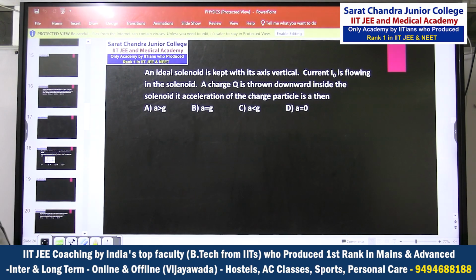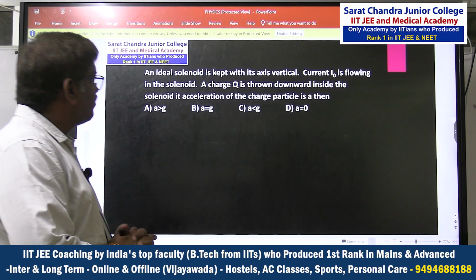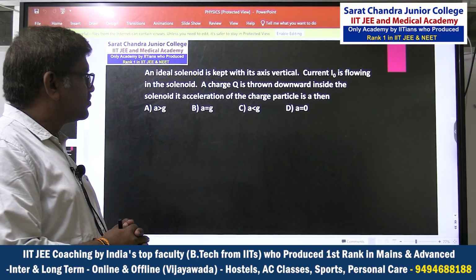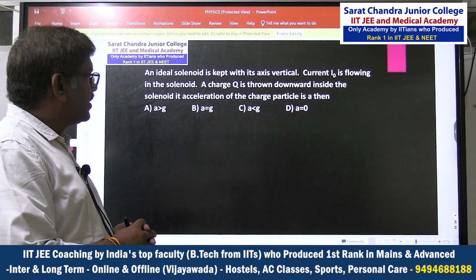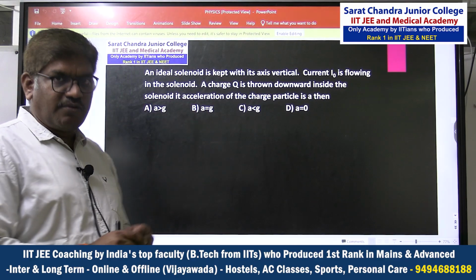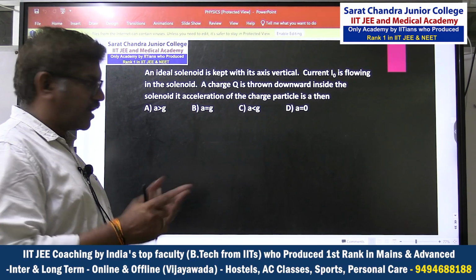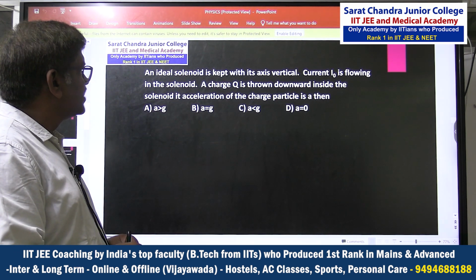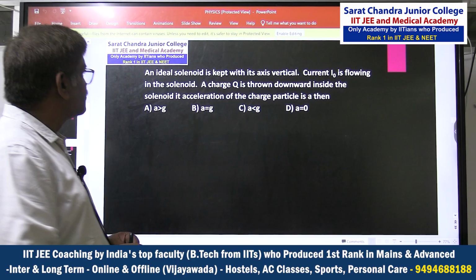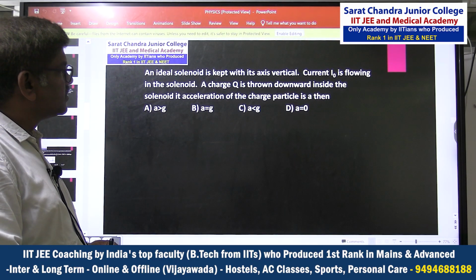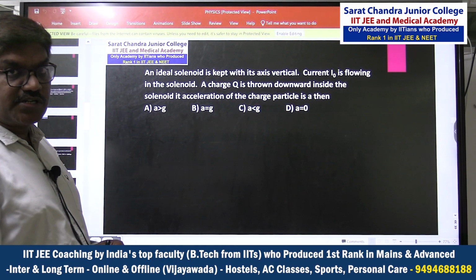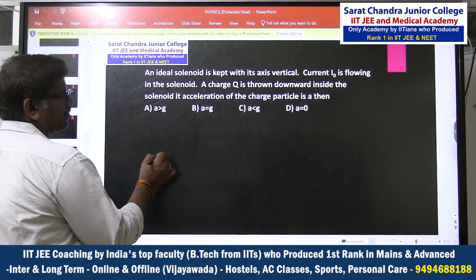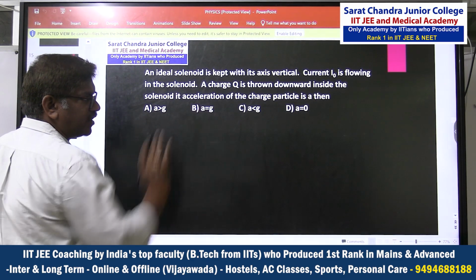Okay, move to the next one. Again, in this particular question there is the same issue of language, so two different versions are floating around according to the student. I will discuss both of them. First, whatever is written: an ideal solenoid is kept with its axis vertical and current is flowing in the solenoid. If Q charge is thrown downwards inside it, what will be the acceleration on the charge? So first let me do this question, then I will discuss the other version of this question.